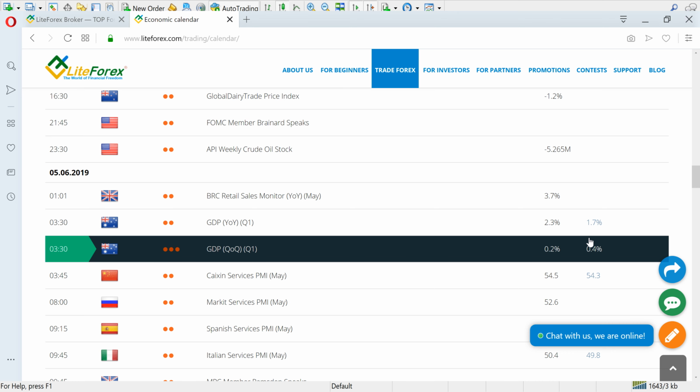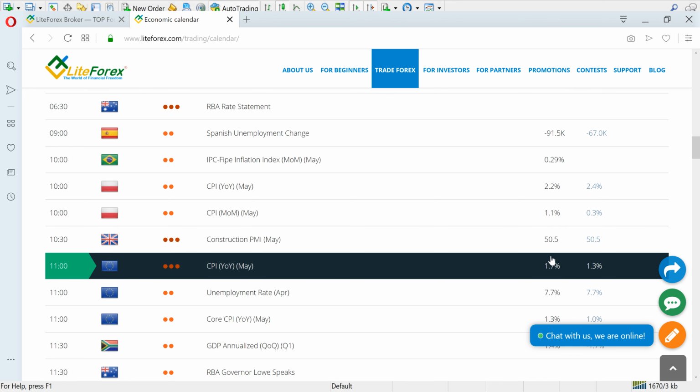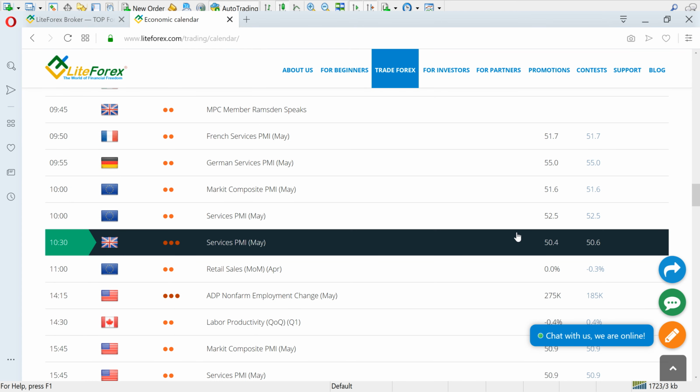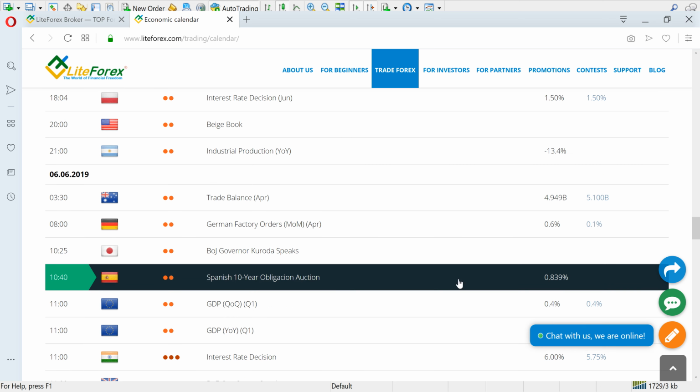So what else do we have here in the calendar? Another important thing will be the speech of Federal Reserve Chair Powell on Tuesday. On Thursday, we will hear, by the way, from the Bank of Japan's governor and the Bank of England's governor. So a lot of speeches. On Wednesday, there will be the release of British Services PMI, American ADP non-farm employment change, and ISM non-manufacturing PMI, another key indicator for the US economy.